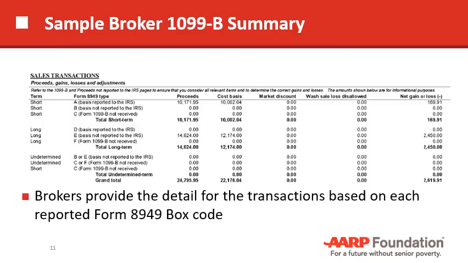Let's look at a sample summary of 1099-B. Again, you'll see this on the first or second page. This one happens to show that the taxpayer had some short-term transactions, and they had some long-term transactions where the basis was not reported to the IRS. The detail is going to be in the broker statement itself. And again, sometimes you'll see broker statements that are 20 to 30 pages long if there's a whole bunch of transactions.